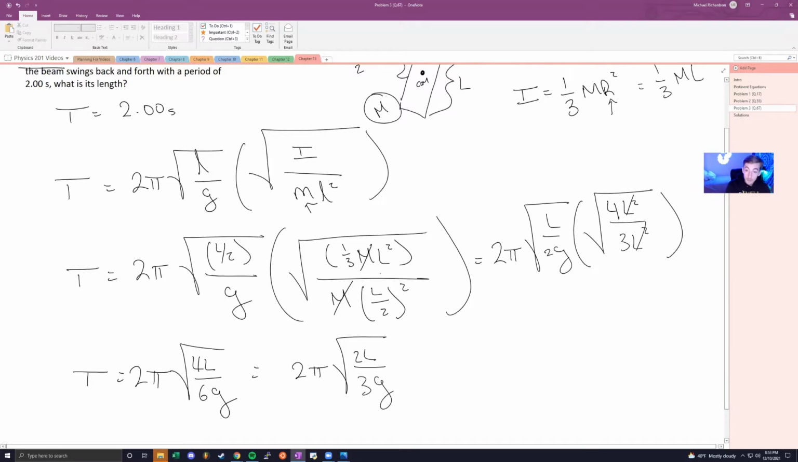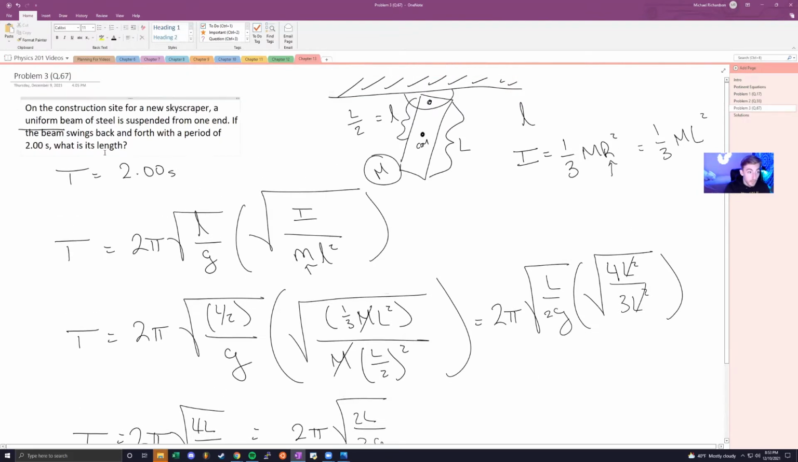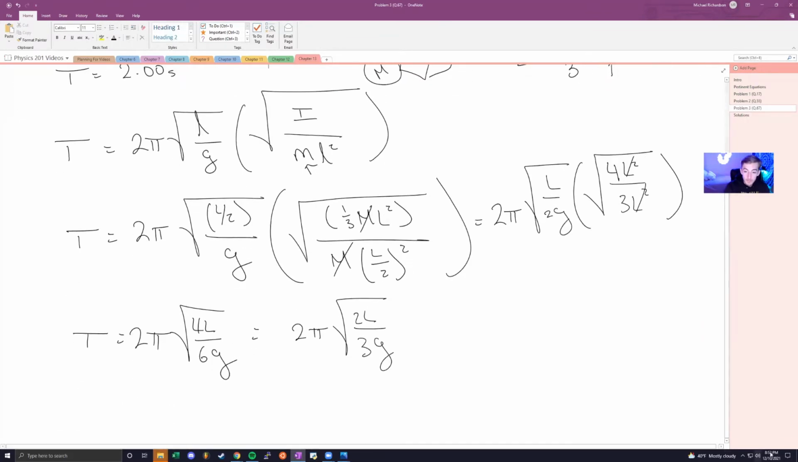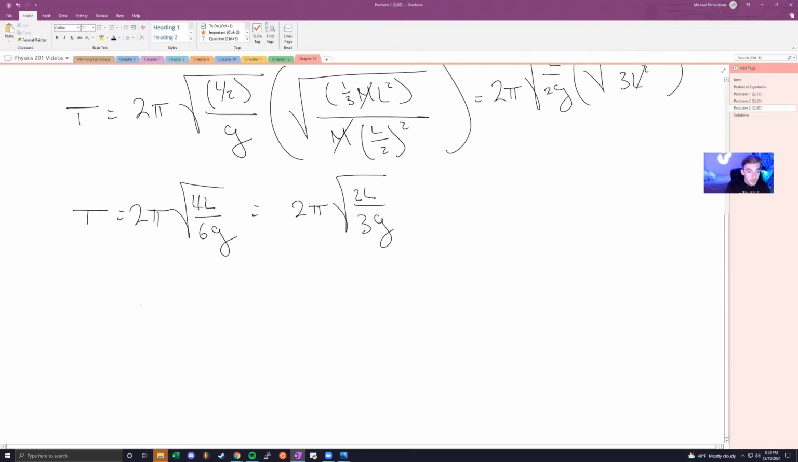Okay, this is awesome. Now what we have to do is define this, since we really want to find what is the length of the beam, we want to solve for L. So we get that our L is going to equal our period divided by 2 pi. Well, now we'd have a square root on one side. This would be all that we'd have left after dividing by 2 pi. So we're going to have to square the entire thing. And then we'd have to multiply by 3g over 2.